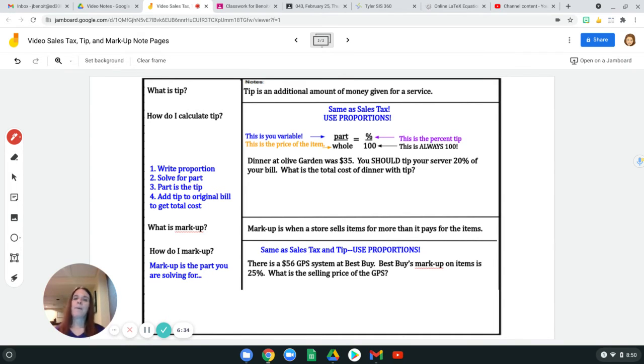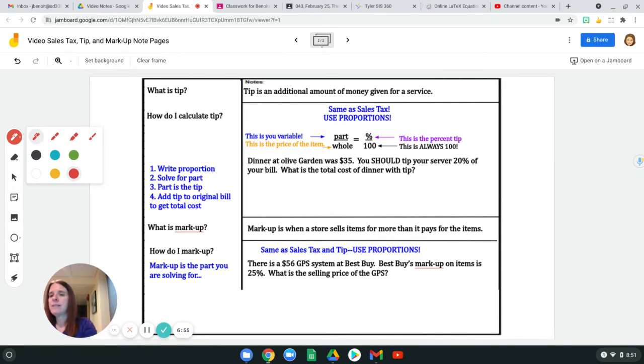All right, so here we go. We had dinner at the Olive Garden. It was $35. Maybe only I had dinner. I don't know that my family of 4 could eat for that. You should, notice that's in all caps, you definitely should tip your server 20% of your bill. What is the total cost of dinner with your tip?